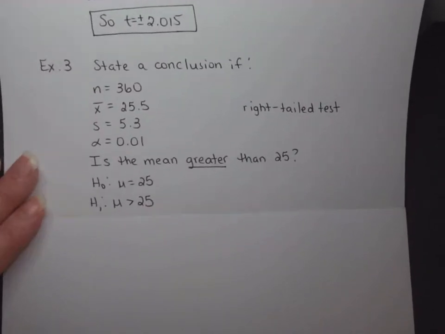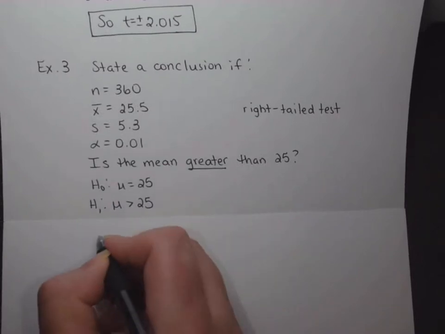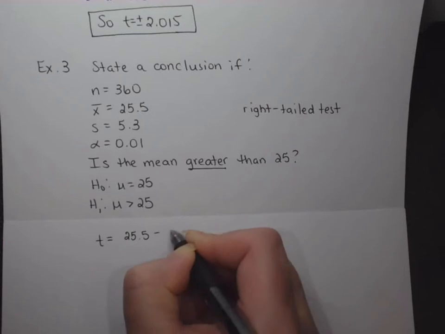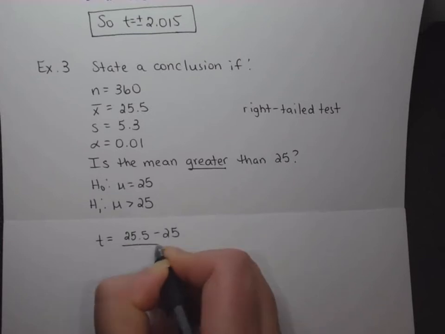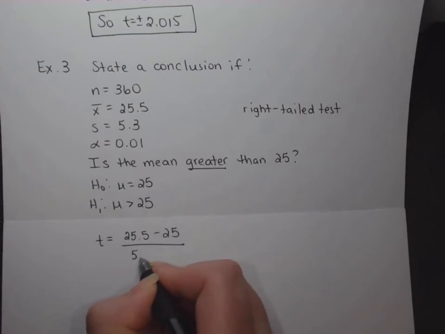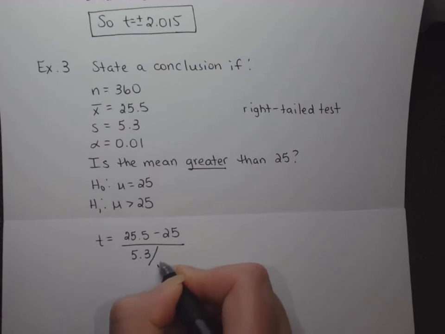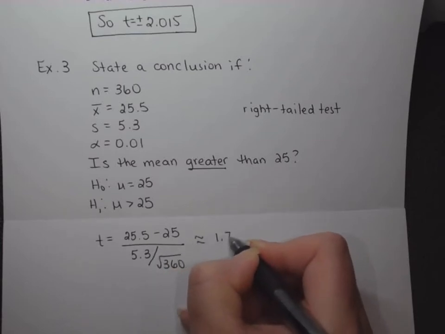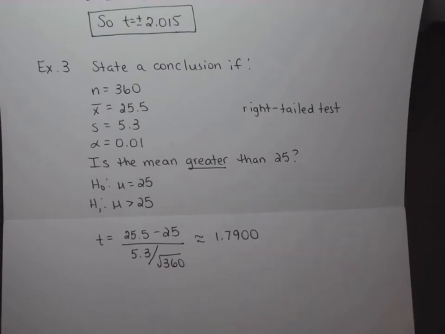All right, so let's go through and figure out our test statistic. So the mean of the sample was 25.5. The mean of the population we think is 25, divided by sample standard deviation over square root of 360. And that ends up being 1.790. Okay, this is our test statistic.